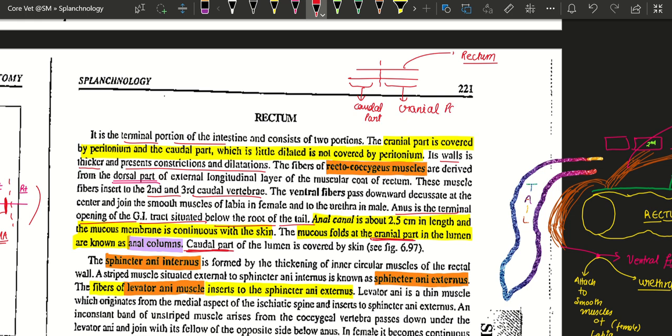One thing you have to remember is that the cranial part is only covered with the fold of the peritoneum, and the caudal part, which is a little dilated, is not covered with the peritoneum. That you have to remember, right? And the wall of the rectum is quite thick as compared to the previous portion of the large intestine. It is comparatively thicker, having constrictions and dilatations. As you move backward, you will feel that there are certain dilatations. Earlier, this is the cranial part, but as we move caudally, there would be dilatation and quite a constriction also.